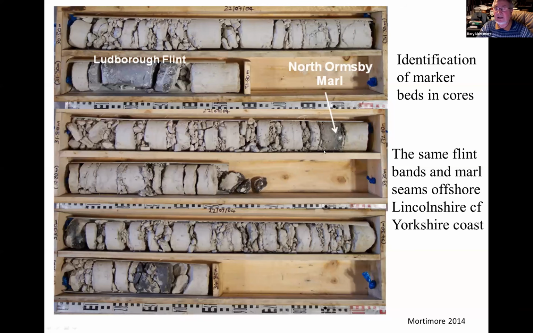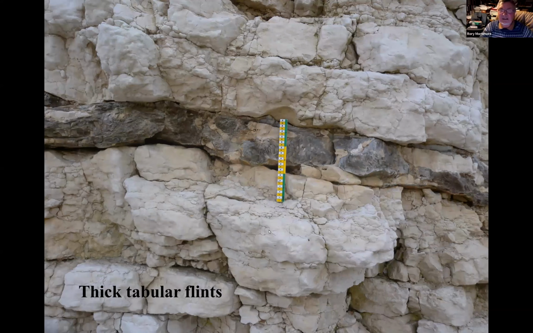And here we also have a key marker marl seam, and we have other thinner tabular flints. And this succession of marl seams and flints is characteristic of a particular unit of chalk. This happens to be in Yorkshire, Northern England. And here's one of these flints that is not nodular, but is a thick tabular flint, and is continuous over many, many thousands of kilometers.